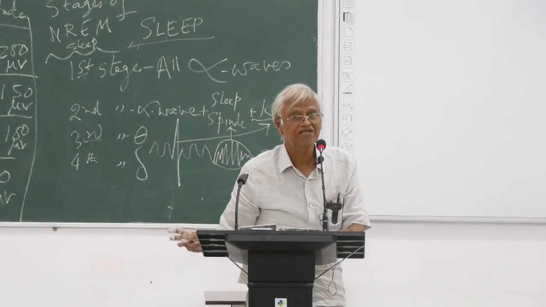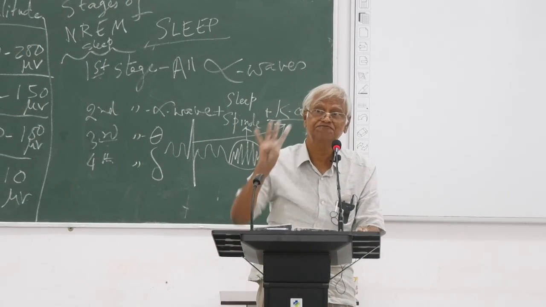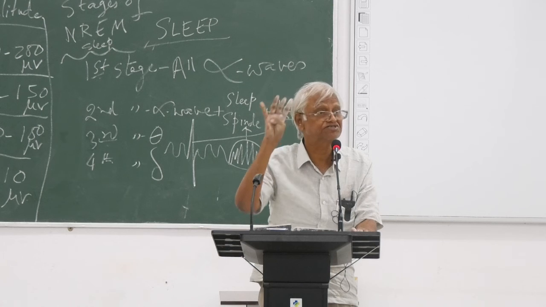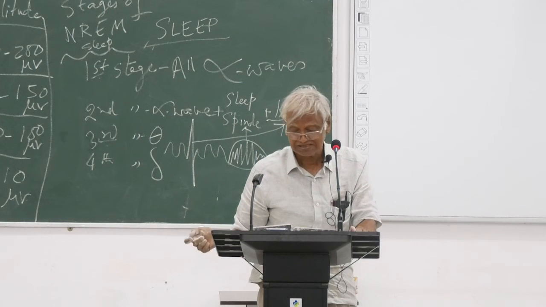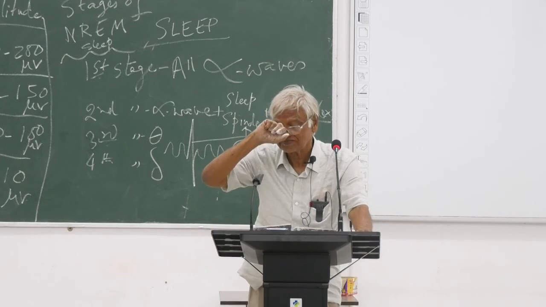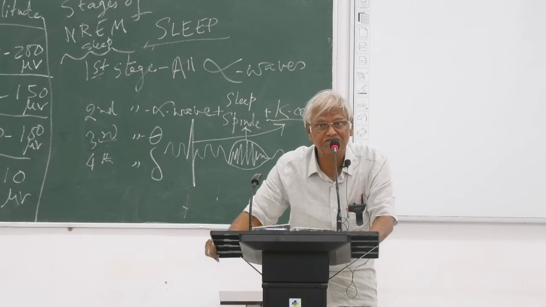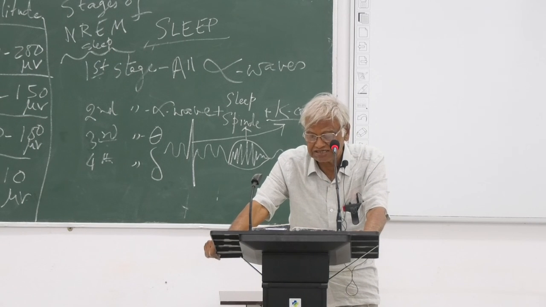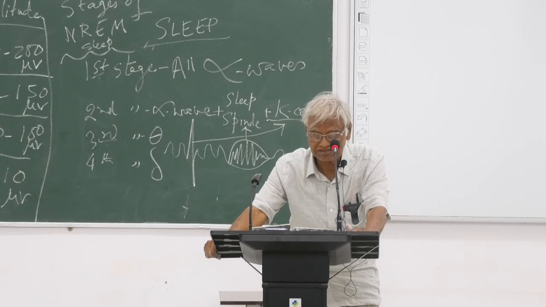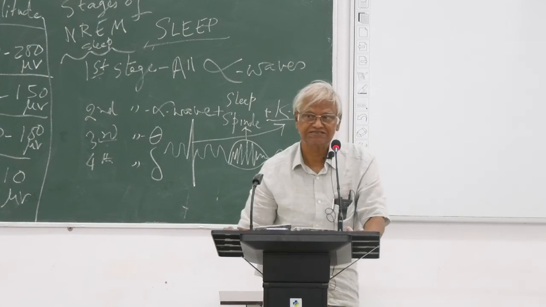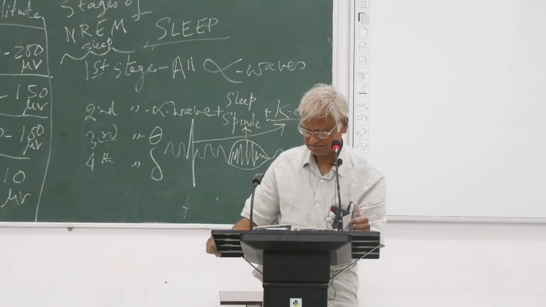First NREM. The NREM phase has 4 stages: stage 1, stage 2, stage 3, stage 4. Then REM. What do you find in REM sleep? During REM sleep, we get rapid eye movements, visible externally.